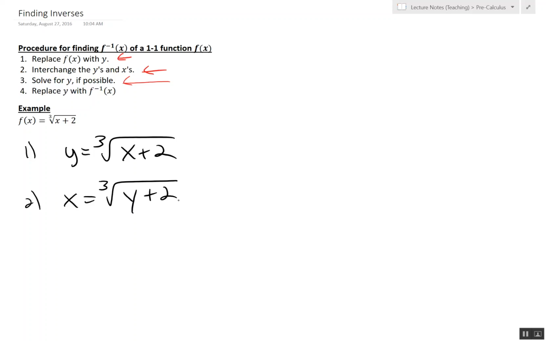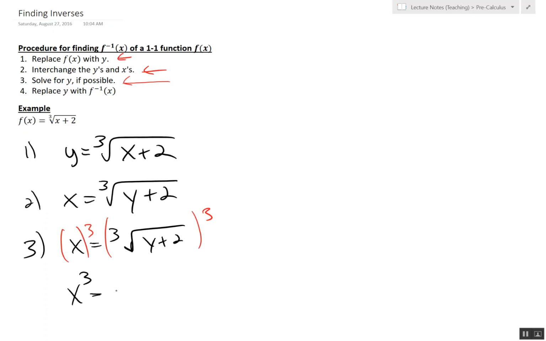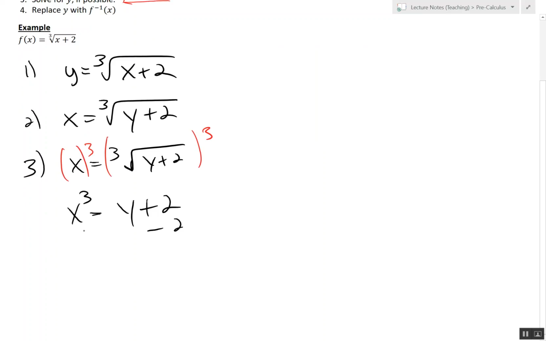So the next step is to solve for y, and this one again is solvable for y. So I'm going to start off with the result of the last step, and I'm going to cube both sides. Let me do that in a different color, to show you that that's the operation I'm performing. So if I cube both sides of the equation, I get x cubed equals y plus 2, and then subtracting 2 from both sides of the equation, I get that x cubed minus 2 equals y.